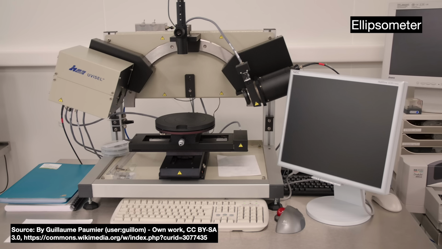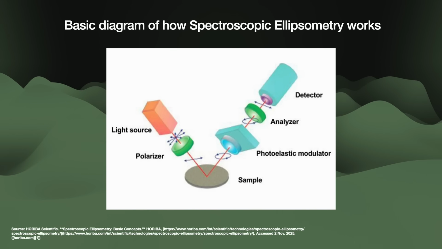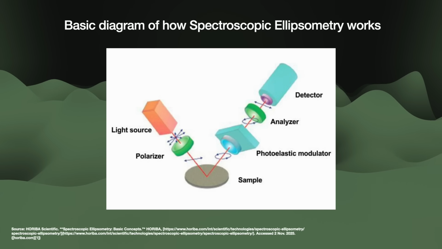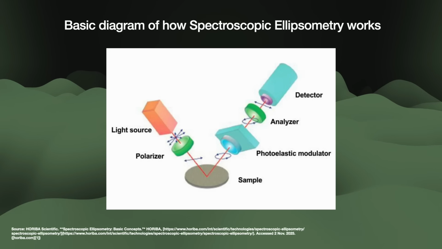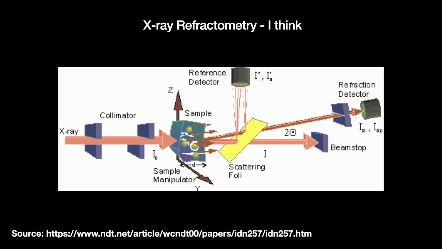Spectroscopic ellipsometry shines a light with a known polarization onto the wafer and examines changes in the polarization after it is reflected back. It is very fast, which makes it suitable for use while the wafers are on the line, so it checks every wafer. X-ray reflectometry shines a beam of X-rays instead at a very shallow angle.